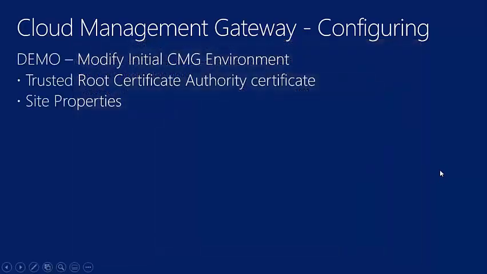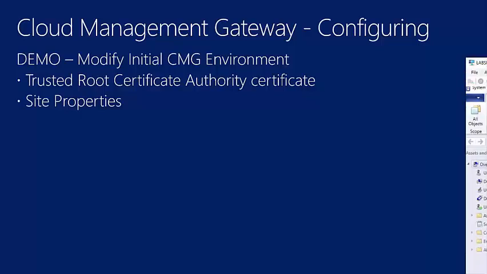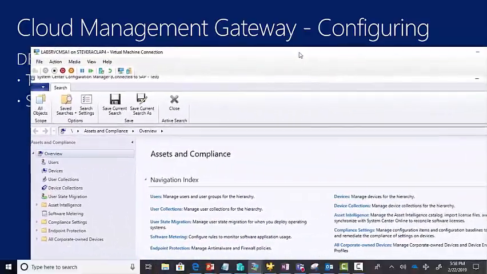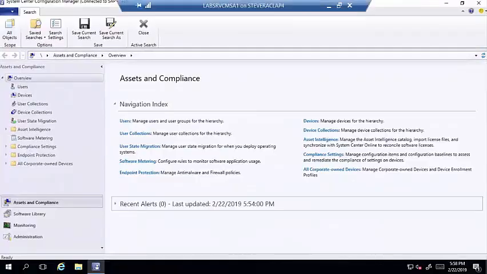So really, only a couple. So the first one is, I need to take my Trusted Root Certificate Authority certificate, and I need to position it so that the Cloud Management Gateway can actually use it, right? That is a requirement for communication to happen correctly. And then there's also site properties that I need to adjust. So let me pull in the site server. It showed you already how to obtain the Trusted Root Certificate. So let me just go ahead and pull in the site server, and we will make the changes here.